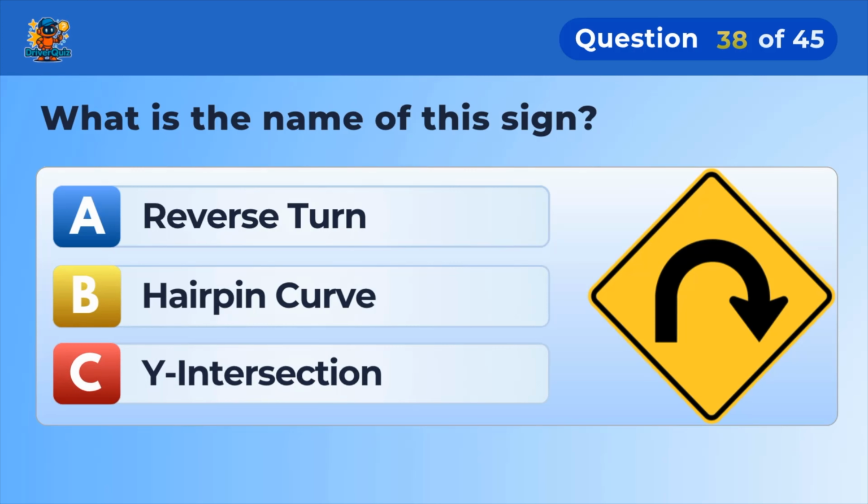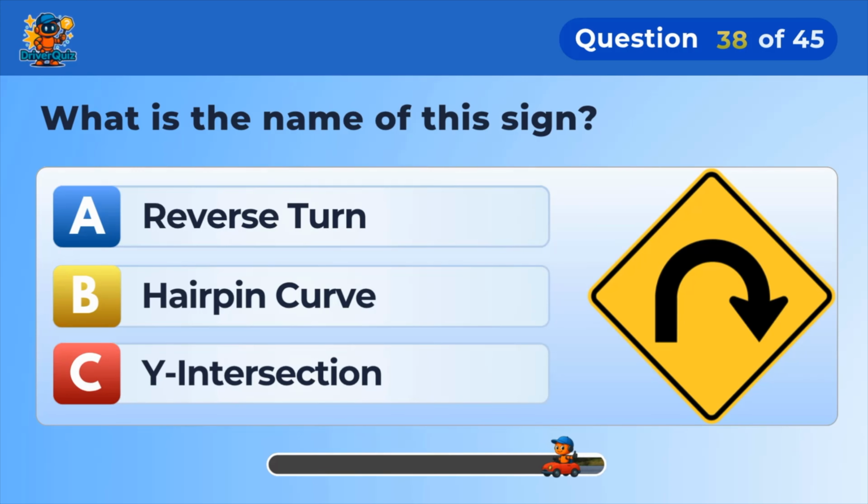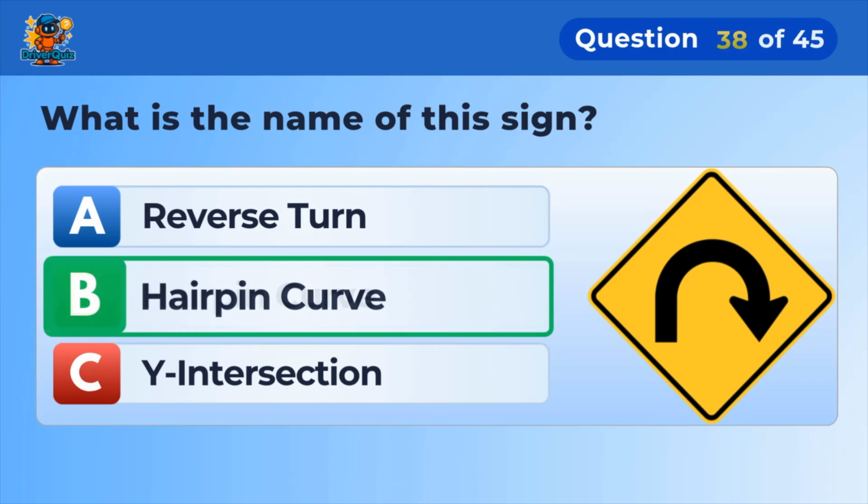Question 38. What is the name of this sign? A. Reverse turn. B. Hairpin curve. C. Y intersection. You got it. It's the hairpin curve sign.